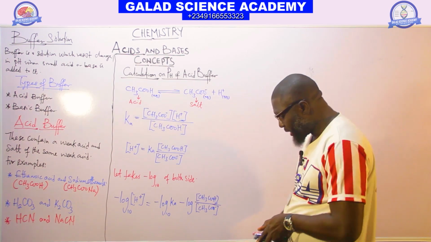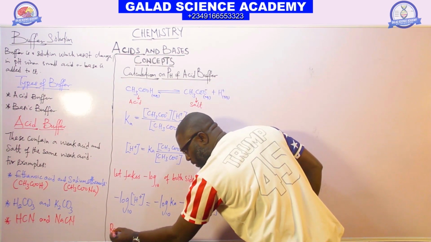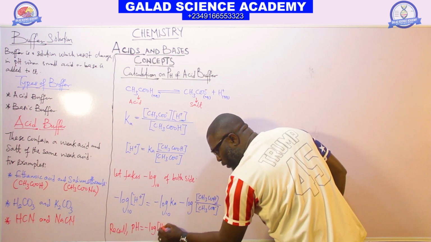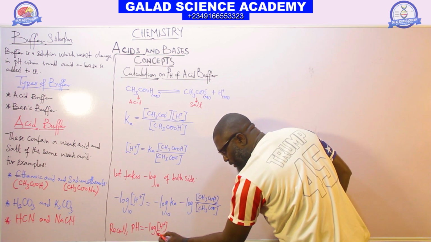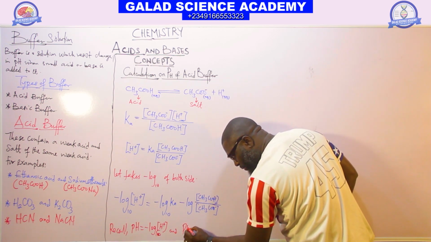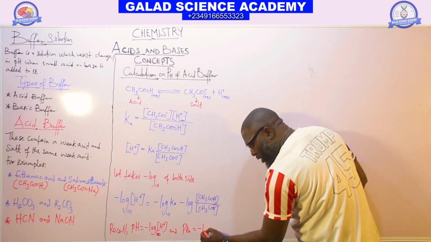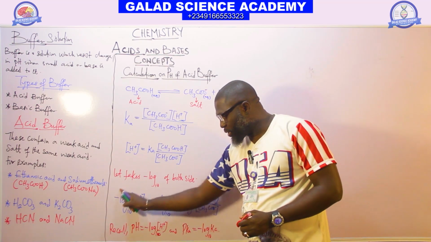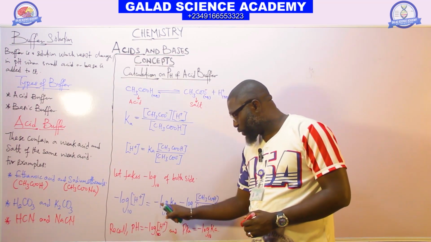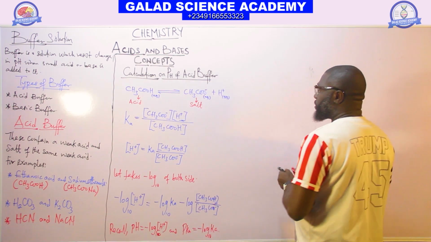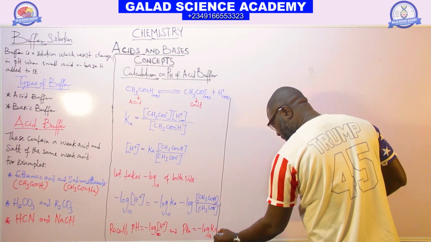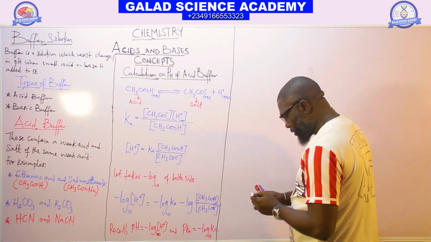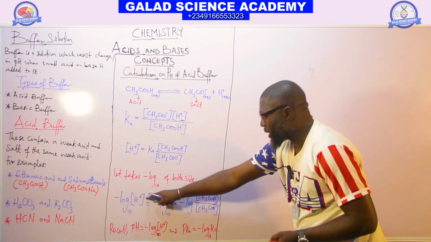It's not like magical. The next thing is, you can now say, recall that pH is equal to the minus logarithm of the concentration of hydrogen ion to base 10, and pK is also equal to the minus logarithm to base 10 of K. So we can substitute for pH here and substitute for pK here. Then we are going to arrive at what?